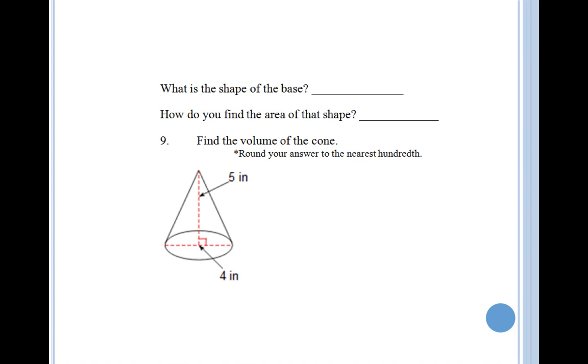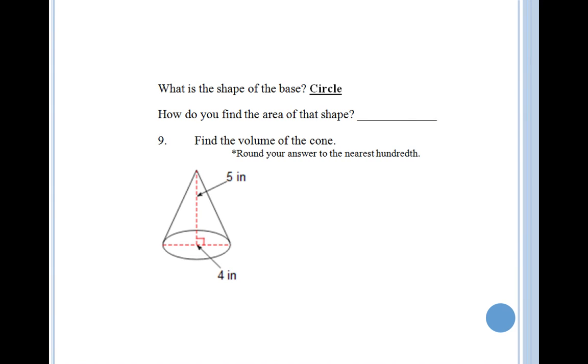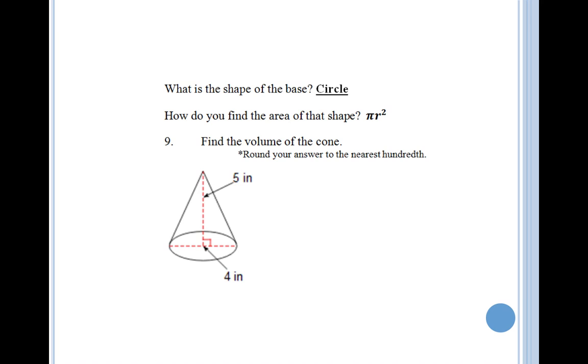Number 9. What's the shape of this base? Guess what? Still a cone. Guess what? Still a circle. How do you find the area of a circle? Pi r squared. Nothing new.